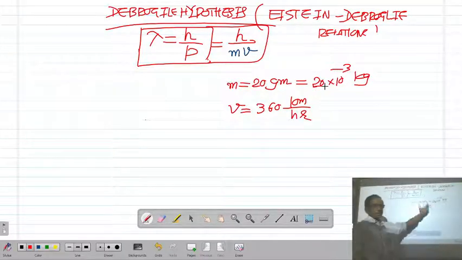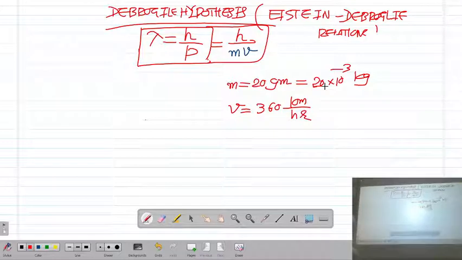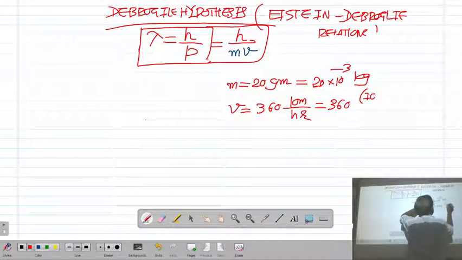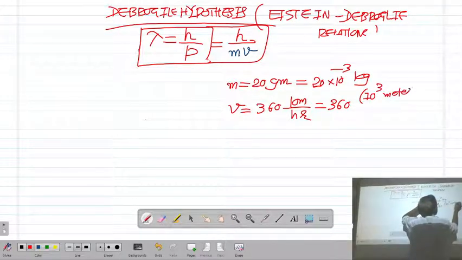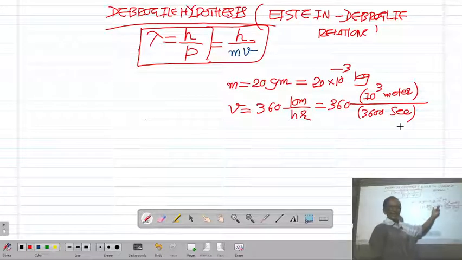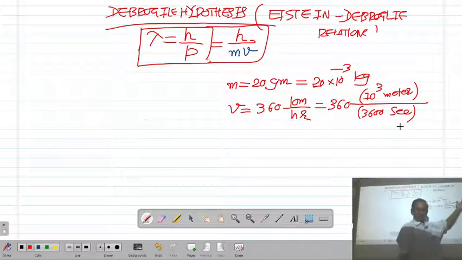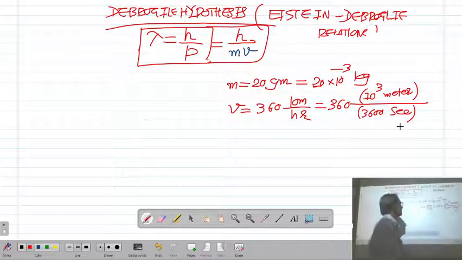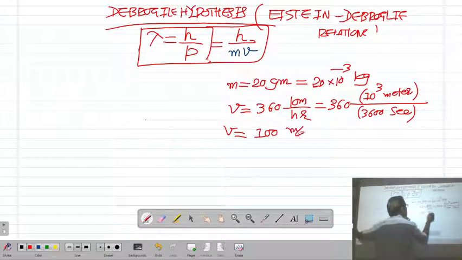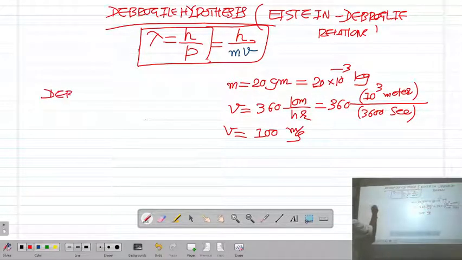The velocity of the bullet is 360 kilometer per hour. 1 kilometer is equal to 1000 meter, and 1 hour means 3600 second. So the velocity of the bullet is 100 meter per second. So now let us calculate the de Broglie wavelength.